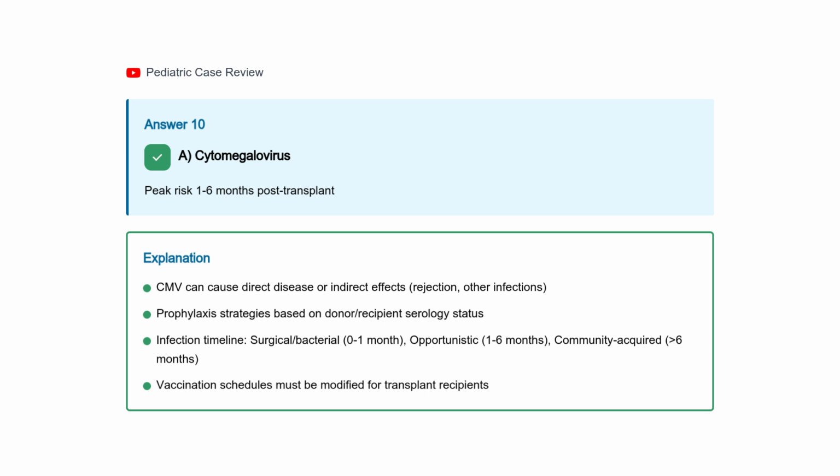Cytomegalovirus has peak risk between 1 to 6 months post-transplant. Cytomegalovirus can cause direct disease or indirect effects, including rejection and other infections. Prophylaxis strategies are based on donor and recipient serology status. The infection timeline includes surgical and bacterial infections in the first month, opportunistic infections from 1 to 6 months, and community-acquired infections after 6 months. Vaccination schedules must be modified for transplant recipients.